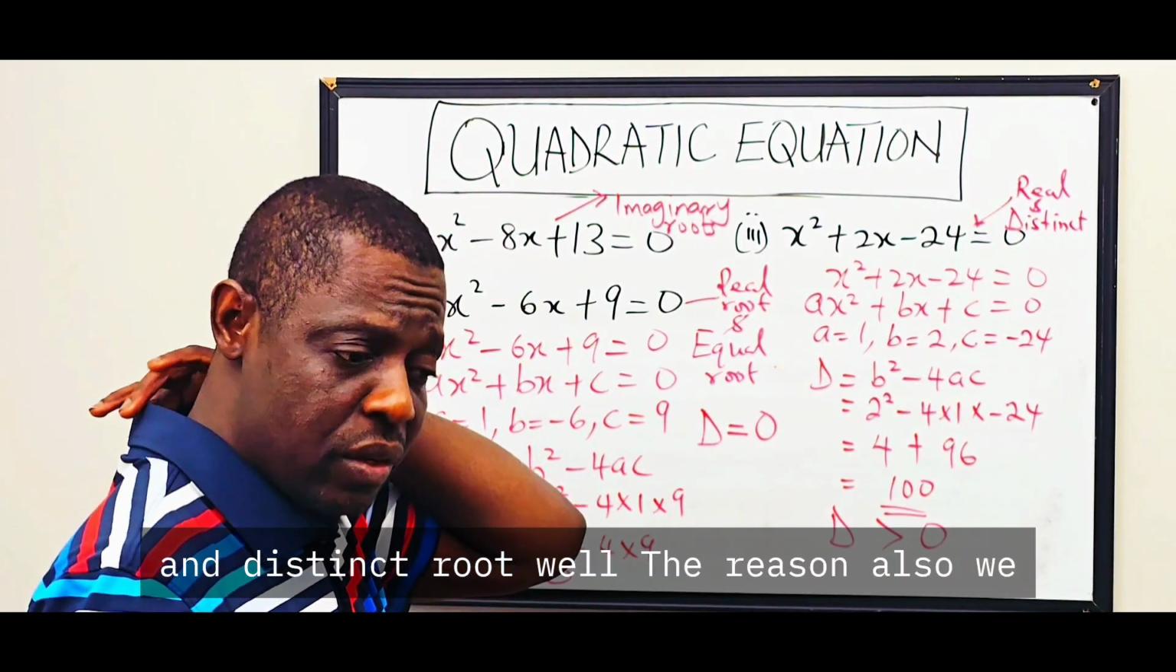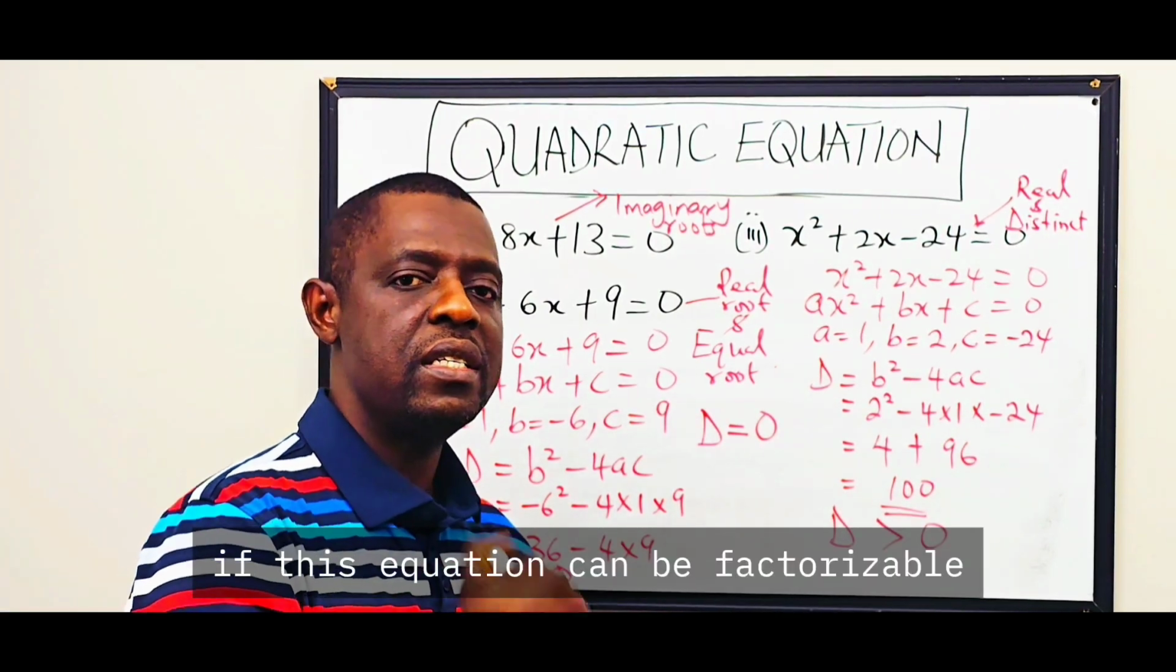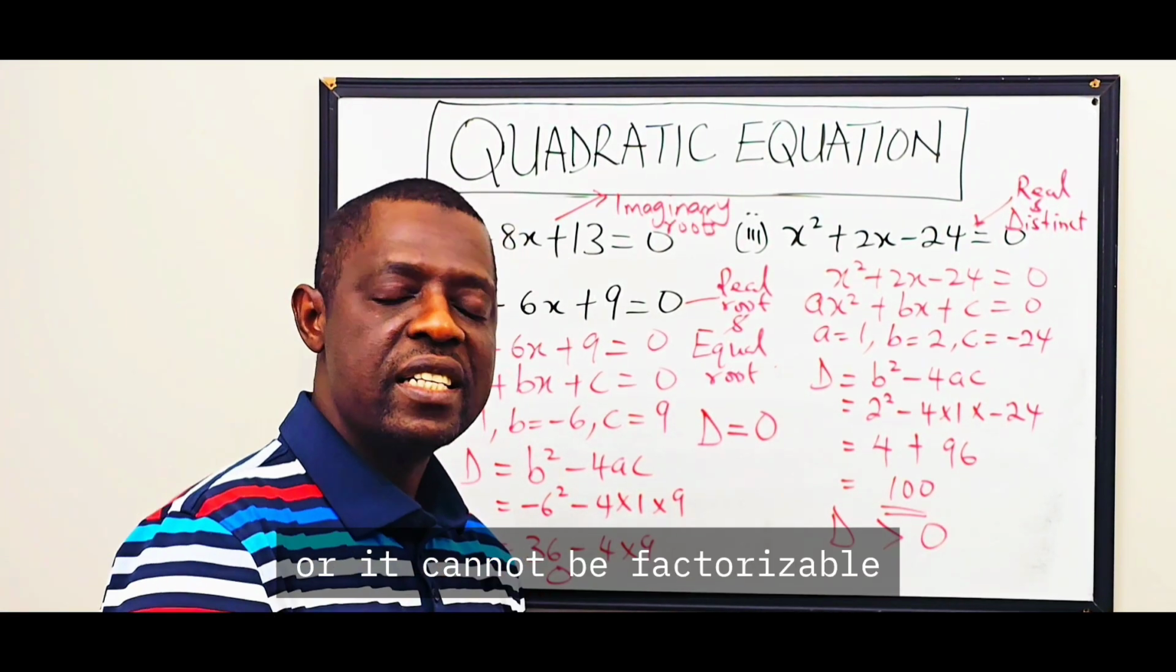The reason we normally check the nature of the roots is for you to know if this equation can be factorized or cannot be factorized.